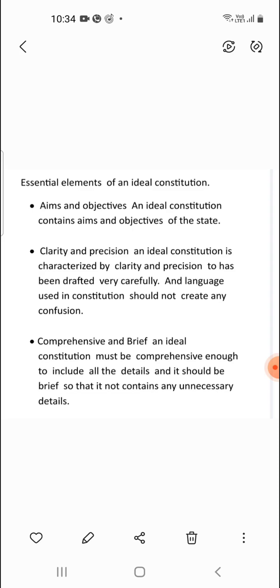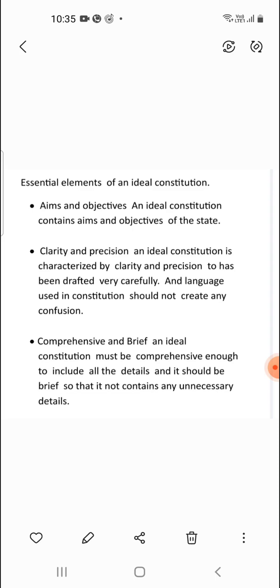An ideal constitution must be comprehensive. That means it should include all the details of the government, such as its powers, functions, rights, and obligations of the people. But at the same time, it should be brief enough to understand and should not contain any unnecessary details, and everything should be explained very clearly without any controversies.